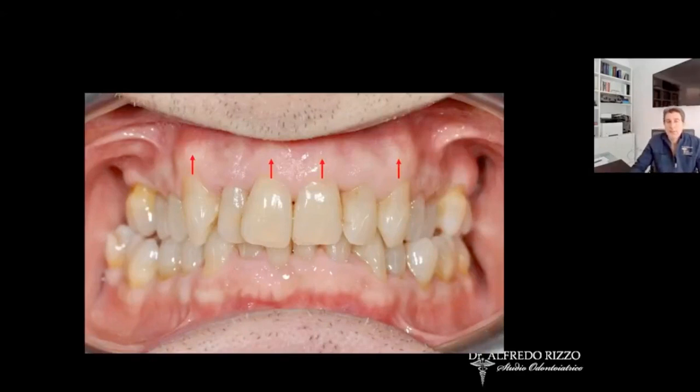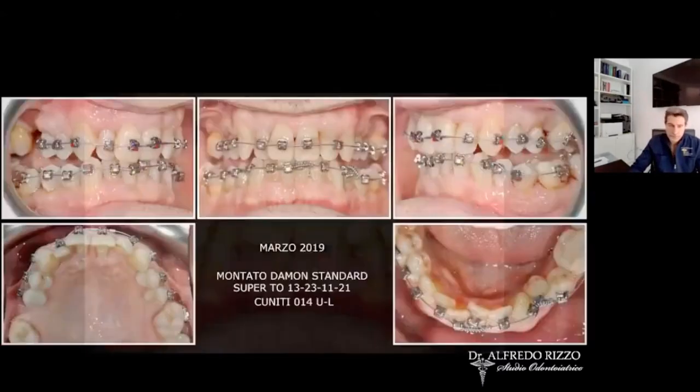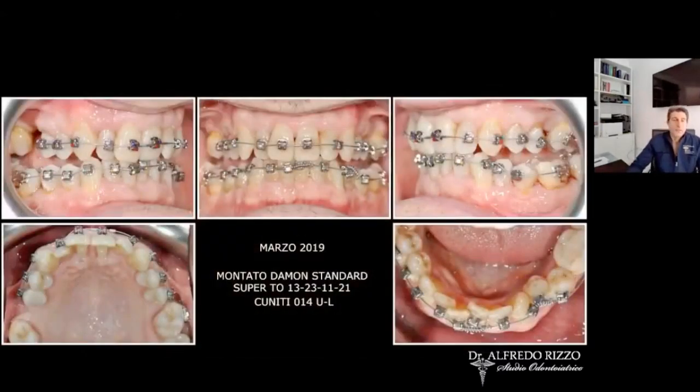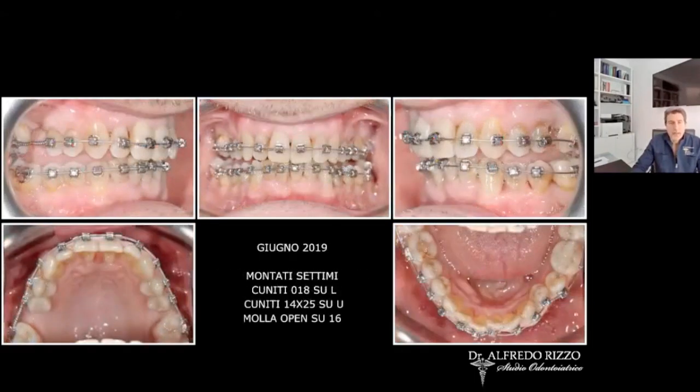We select the torque for the teeth of the patient because we can select torque for each tooth individually. This is why 1-1, 1-3, 2-1, 2-3 will receive brackets with super torque. This is the bonding appointment. We bond standard torque and super torque on 13, 23, 11, 21. These are round arch wires, upper and lower, copper nickel titanium. We let them work for about 10 weeks.